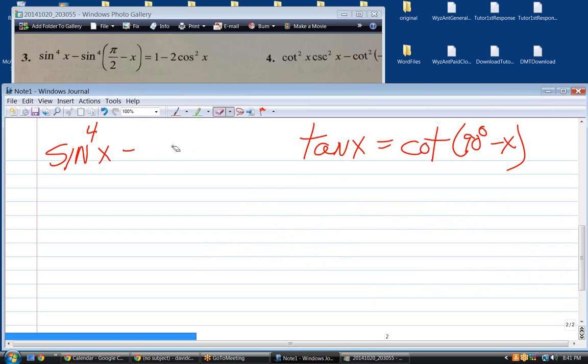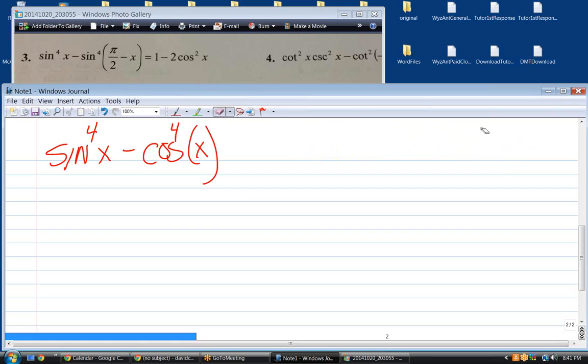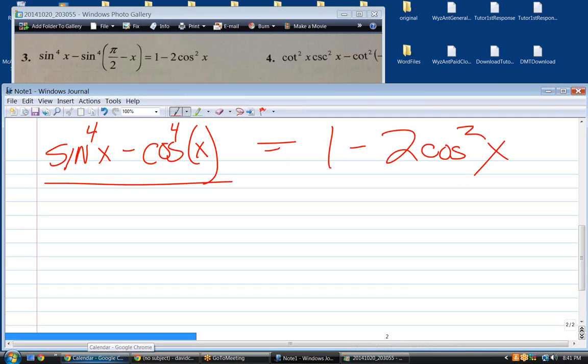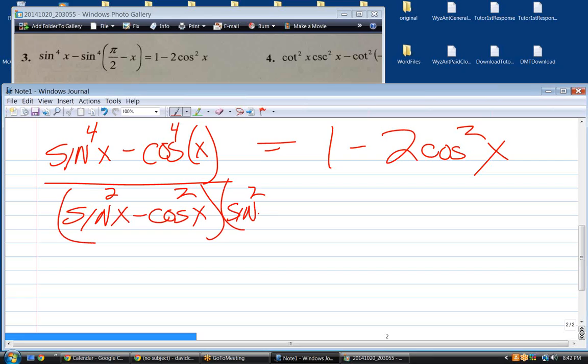So what I can really write here is cosine to the fourth of x. And we have to make all of that equal to 1 minus 2 cosine squared of x. Well, what's that going to be? What's the first thing I'm going to do with that? Factor that out. Difference of perfect squares, right? So sine squared of x minus cosine squared of x times sine squared of x plus cosine squared of x.